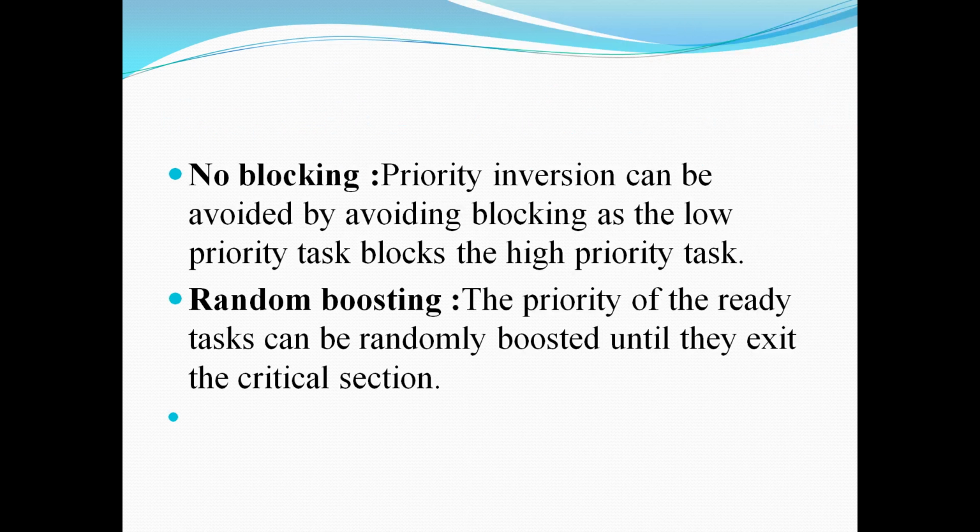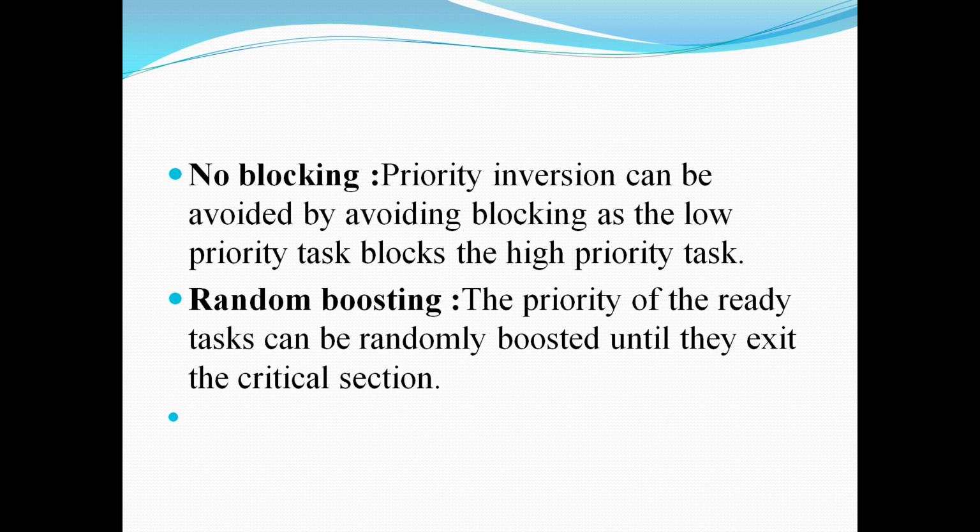Now next is no blocking and random boosting. So priority inversion can be avoided by avoiding blocking. Blocking means it is in waiting state, as the low priority tasks block the high priority task. So by default process with higher priority will get executed. Now next is random boosting. So here the priority of the ready task can be randomly boosted until they exit the critical section. So again there is no issue of priority inversion. As per priority the task will get executed. So this is all about the solutions for a priority inversion problem.